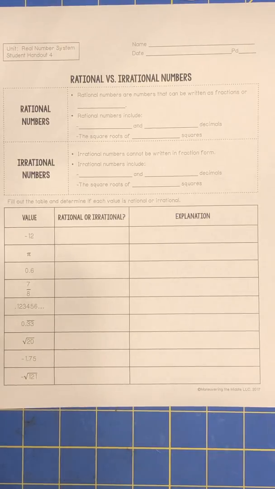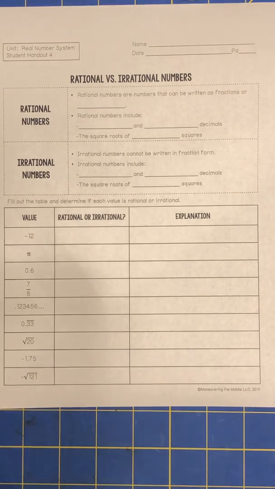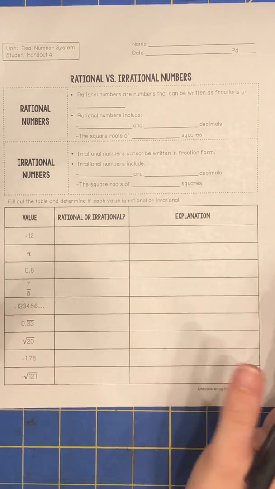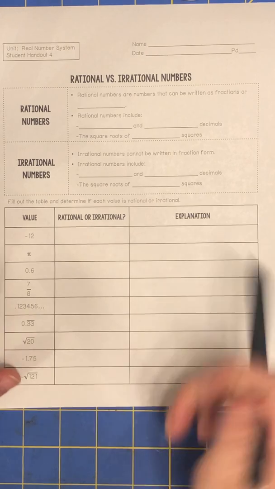So this, again, is going to be a little bit of a review. First we reviewed the 4 classifications of rational numbers, and now we're going to look at the difference between rational and irrational numbers. The first thing we need to do is define what rational numbers are and what irrational numbers are before we can determine whether they're rational or not.